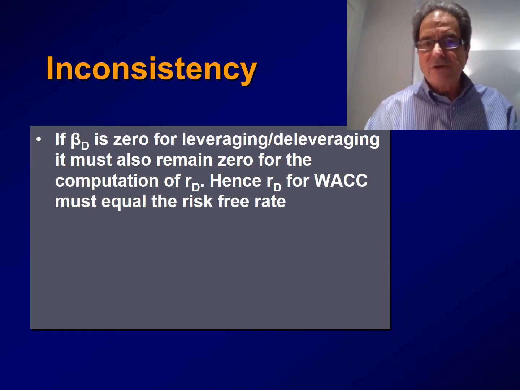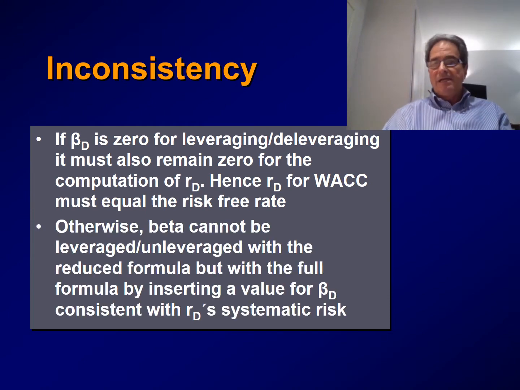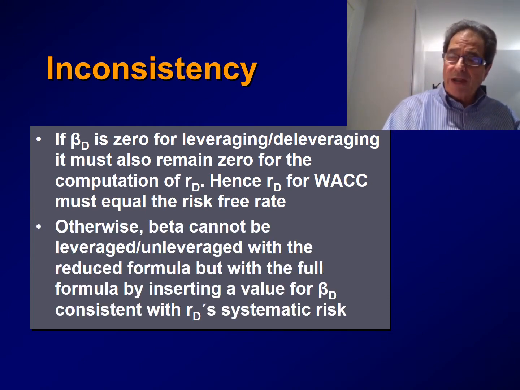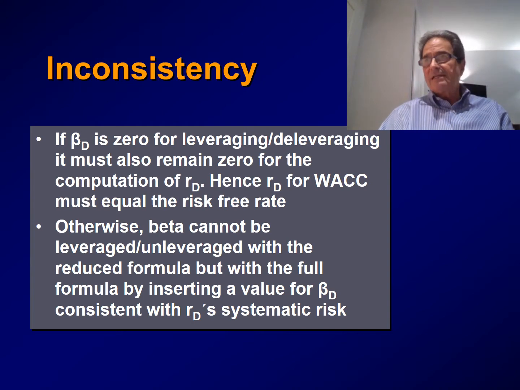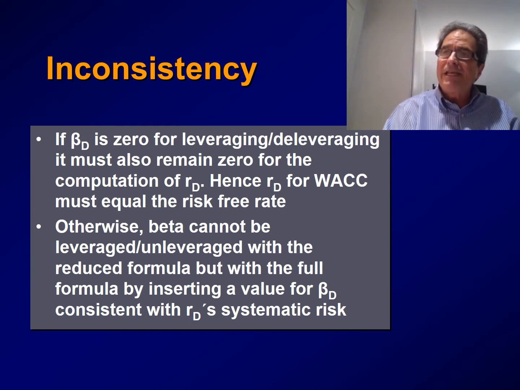If the beta of the debt is 0 for levering and unlevering, logically it must also remain 0 for the computation of RD. So if the beta of debt is 0, then RD must be equal to the risk-free rate. Of course, usually we are not satisfied assuming that RD is equal to the risk-free rate. Then, if RD is not equal to the risk-free rate, it means that beta D is not 0.